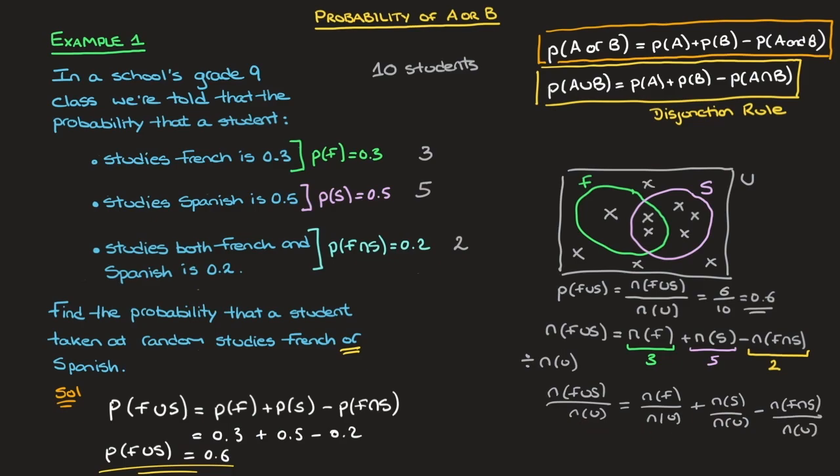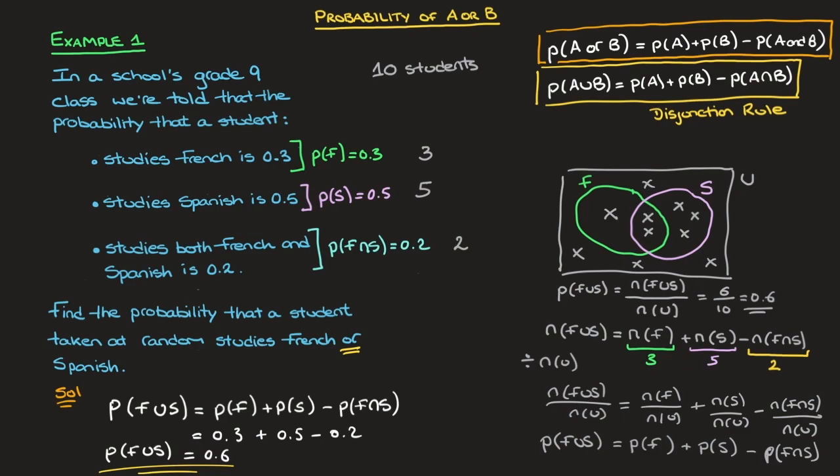Each of the terms we have here is now a probability. On the left-hand side, we have the probability of f or s, and that's equal to the probability that a student studies French plus the probability that a student studies Spanish minus the probability that a student studies both. And that's our disjunction rule. And there we have it. That's how and why this disjunction rule works. And so as soon as you have to calculate the probability of one event or another occurring, you need to be thinking of the disjunction rule.